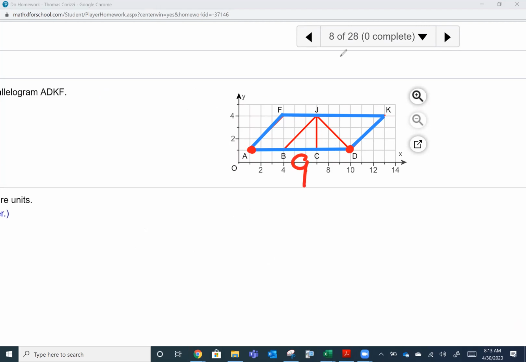And the height is any distance where it connects the two bases, or the top and the bottom, in a straight line and forms a right angle. 1, 2, 3. That has a height of 3. So in this problem, area is equal to my base 9 times my height 3, which is a very basic 27.